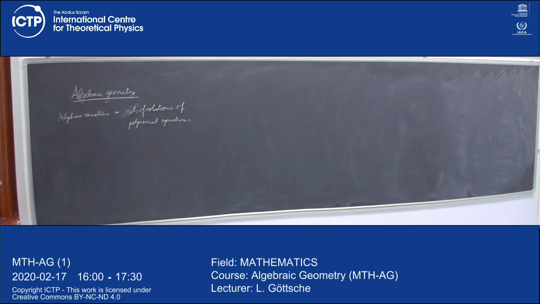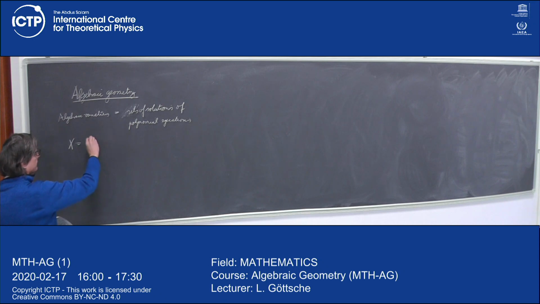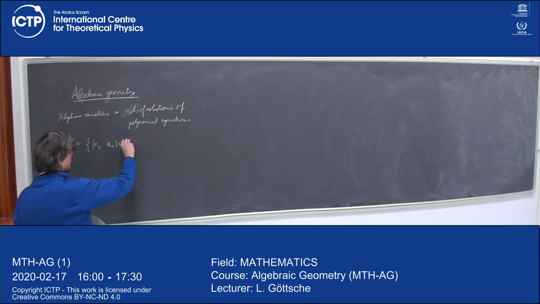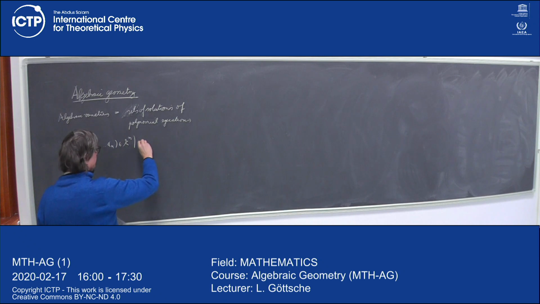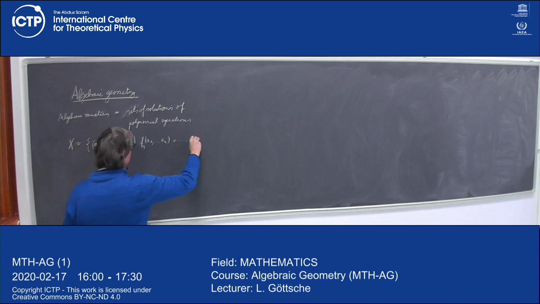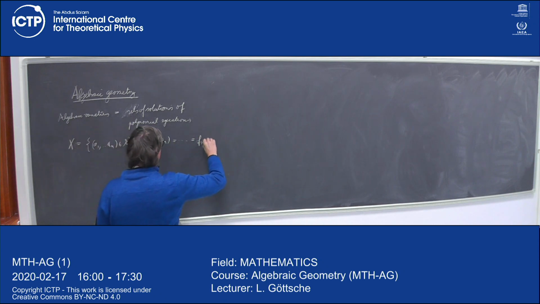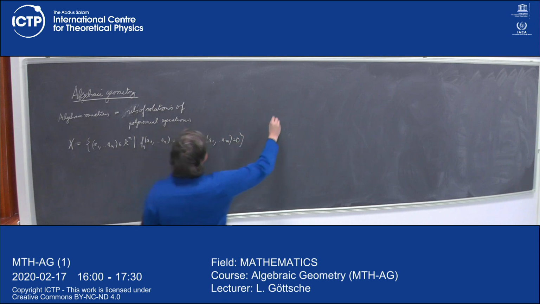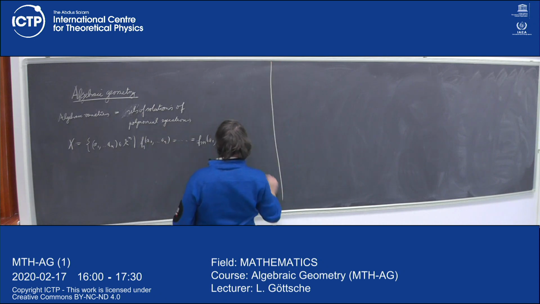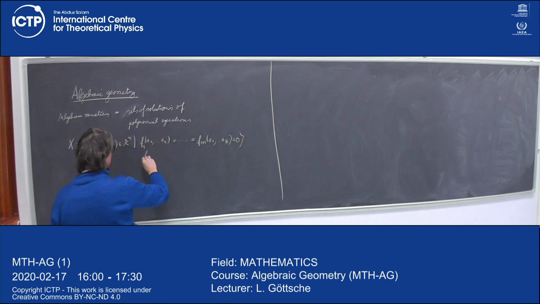So we can always write a polynomial equation as some polynomial equal to 0. So that means we can write X as the common zero set of all, say, (a1, ..., an) in some field K to the n such that f1(a1, ..., an) = ... = fm(a1, ..., an) = 0, where these fi are some polynomials in several variables.